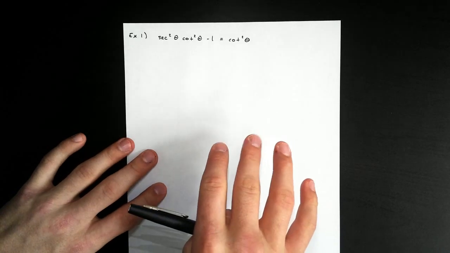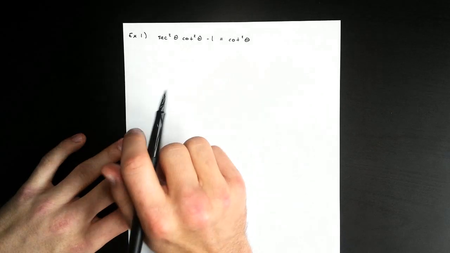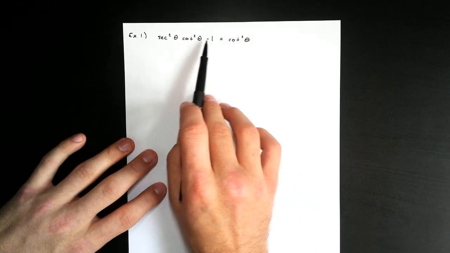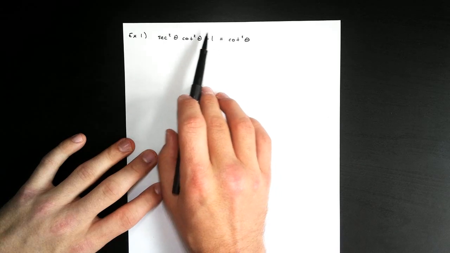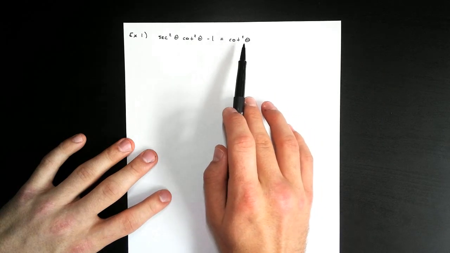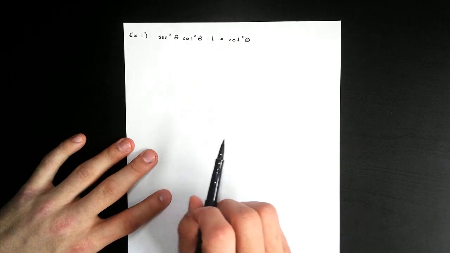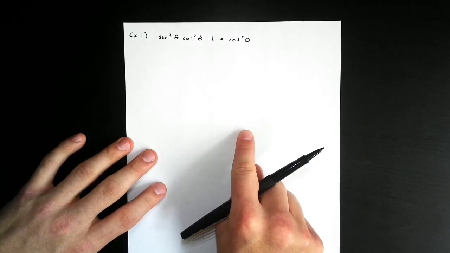A good kind of method is to start with the more complicated side. So in this case, my left-hand side is more complicated. There's more going on here. I want to get this side of my equation to look like the cotangent squared of theta. So this side, my right-hand side, is going to stay the same the entire time.